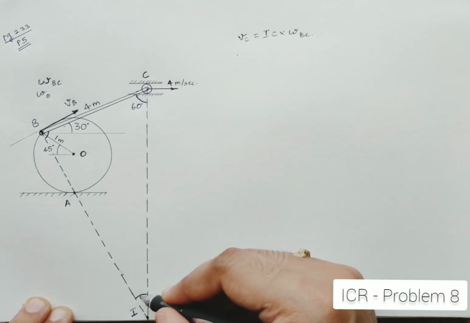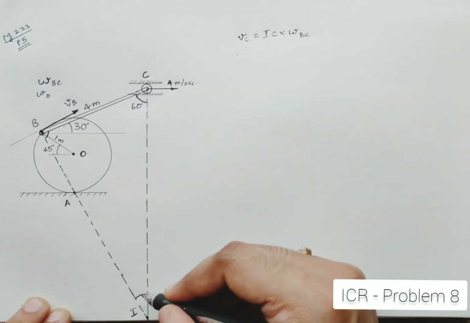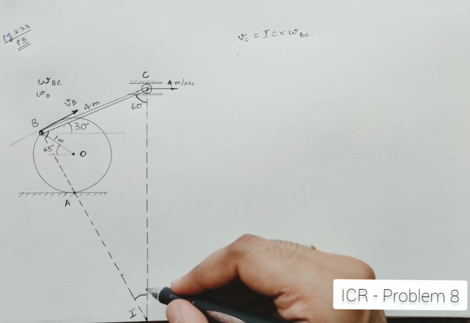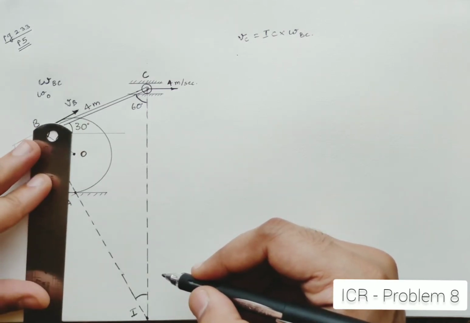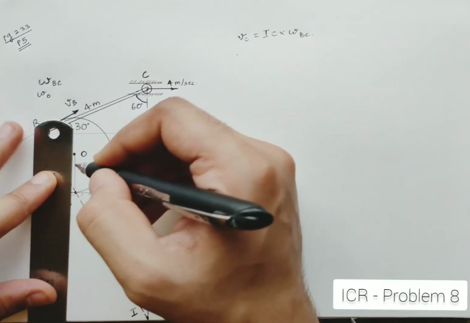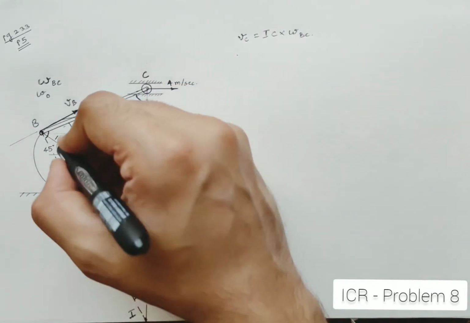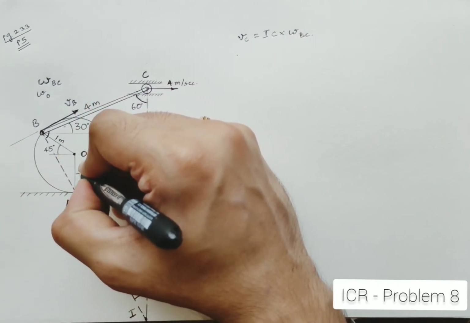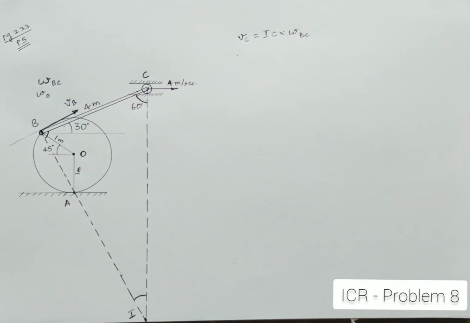So to find out this angle, we may take help from something else. Let us find out where we may be getting the help from. If I try to draw a vertical from this point O, this is 1 meter, this also should be 1 meter. Why? Because this is the radius.